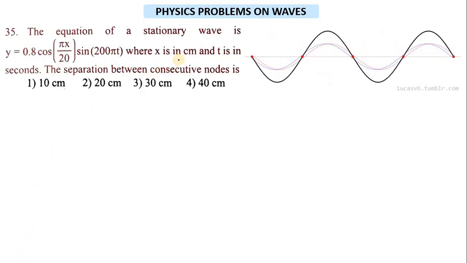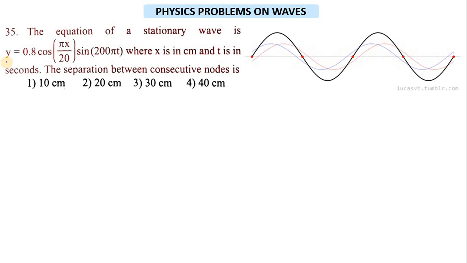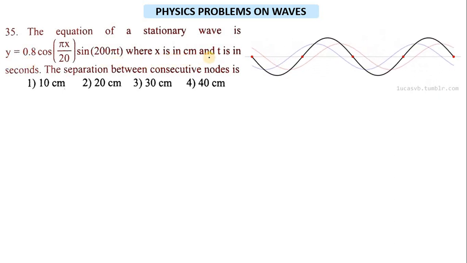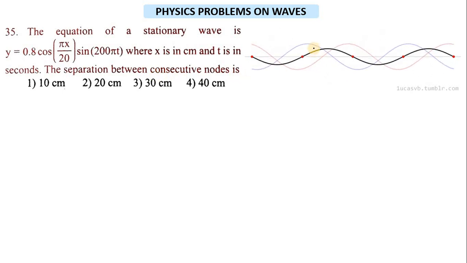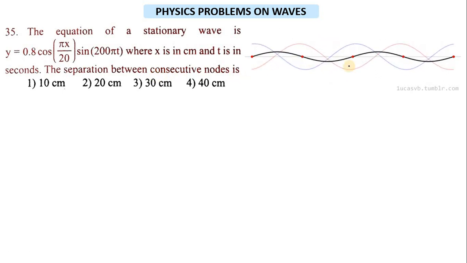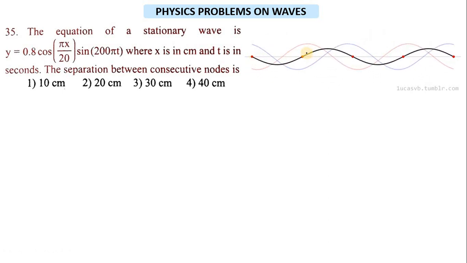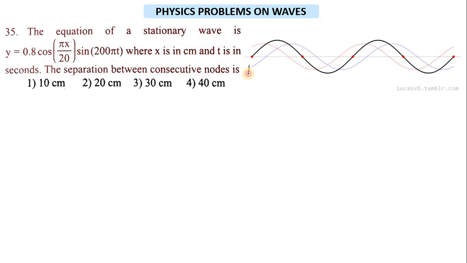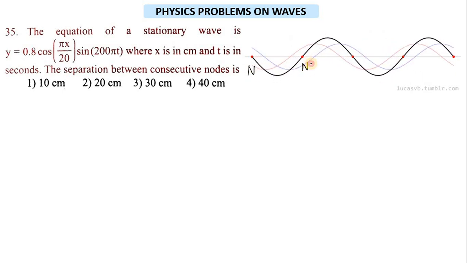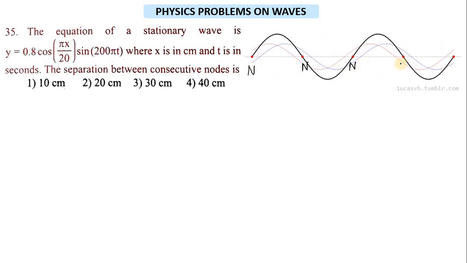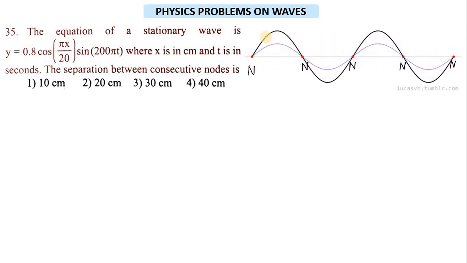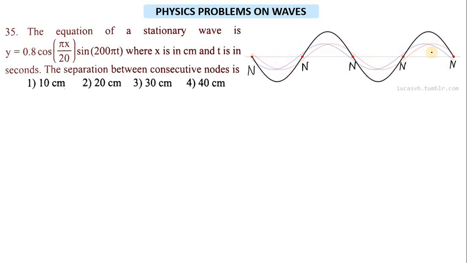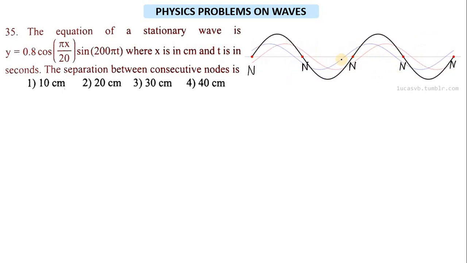So the equation of a stationary wave is given by this, where x is in centimeter and t is in seconds. The separation between consecutive nodes is. Look at this animated image here. In this you see these red colored dots which are present here. These are nodes. According to the definition, nodes are those points which do not oscillate in a standing wave. Here you can see this black colored disturbance which is moving up and down, that is called a standing wave.